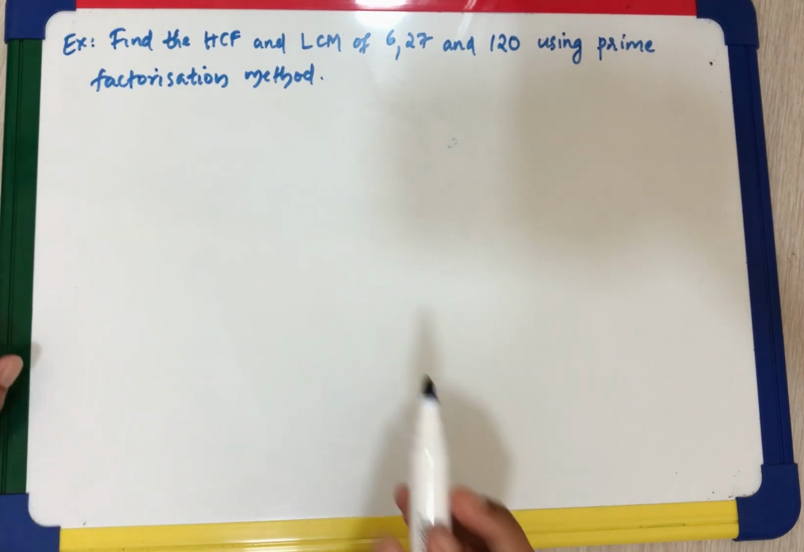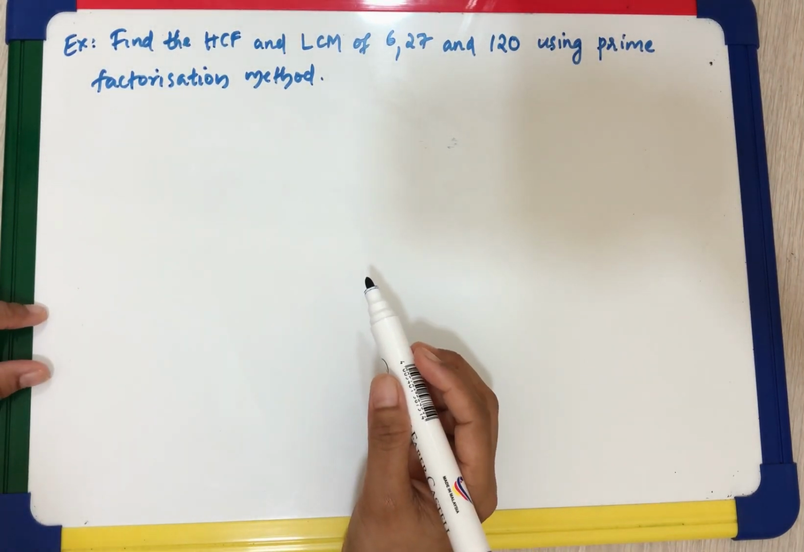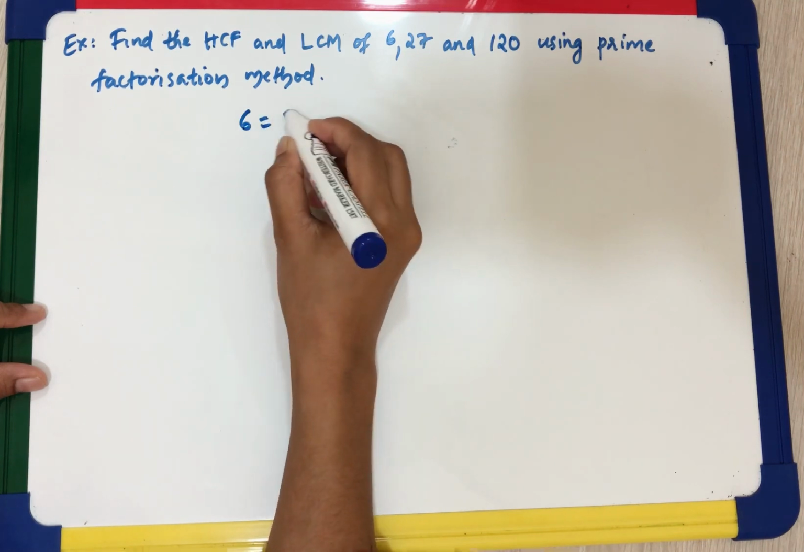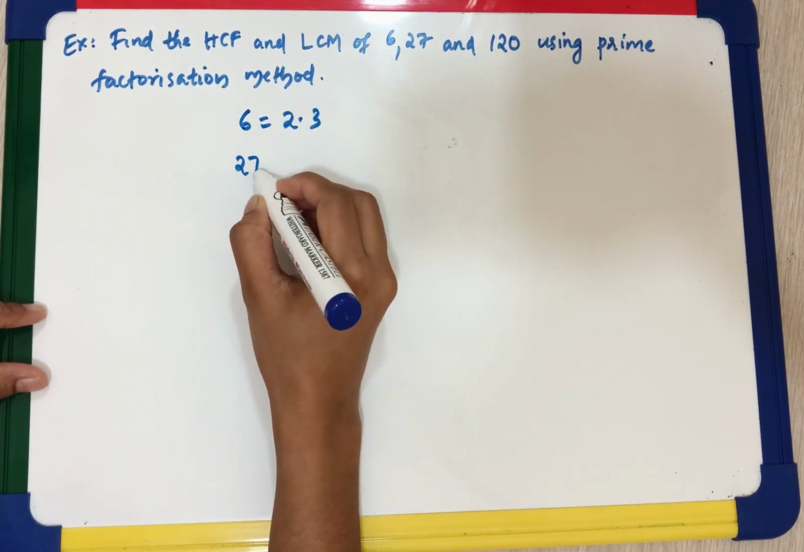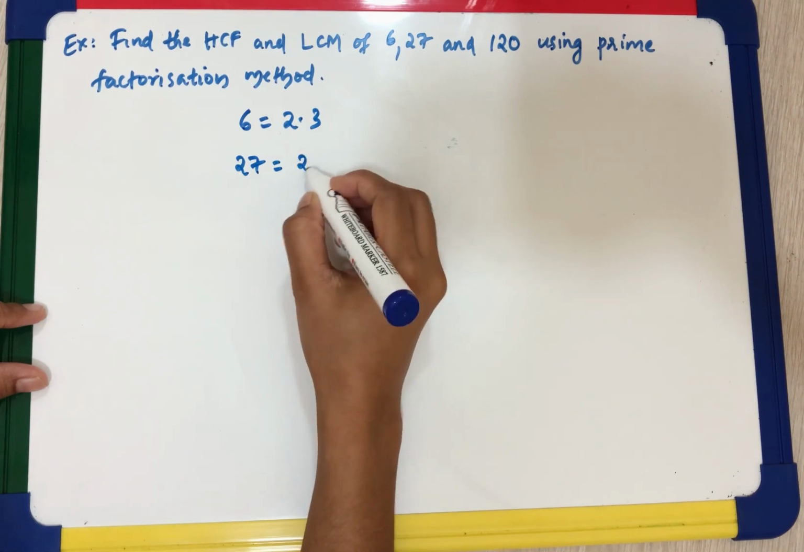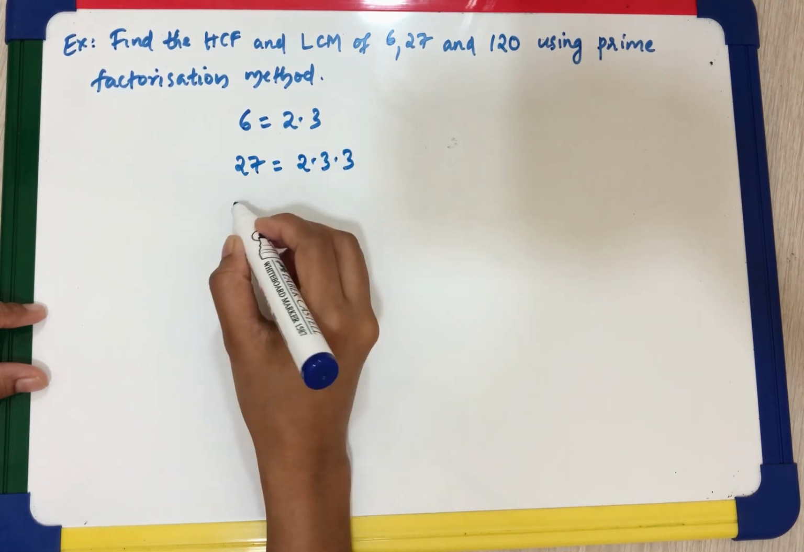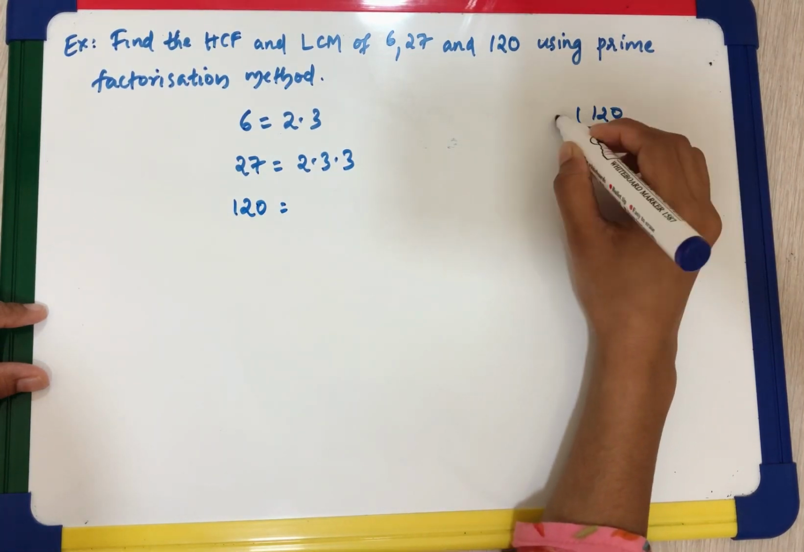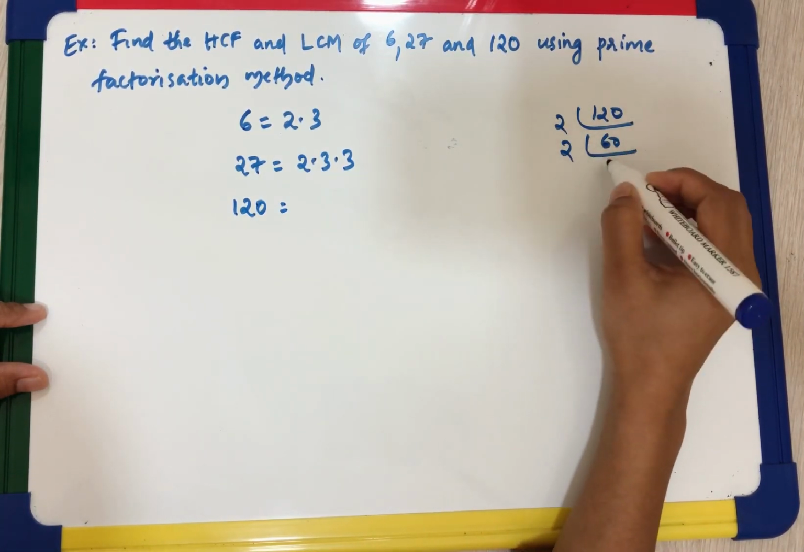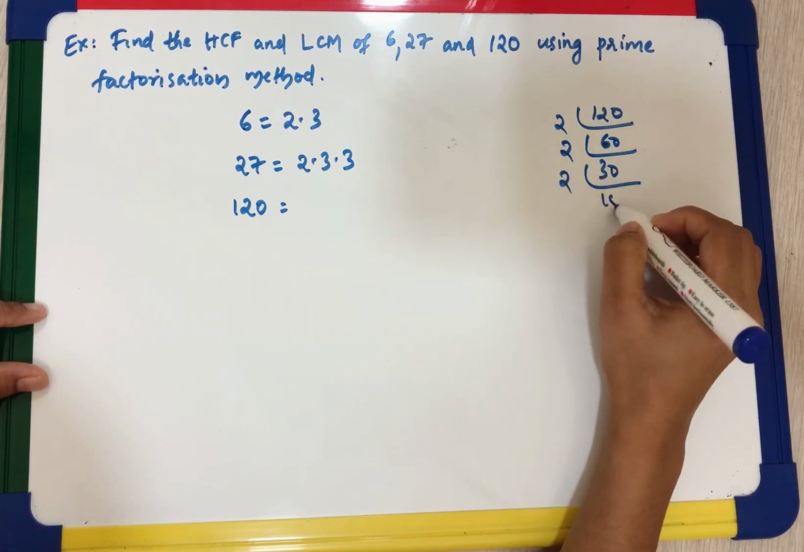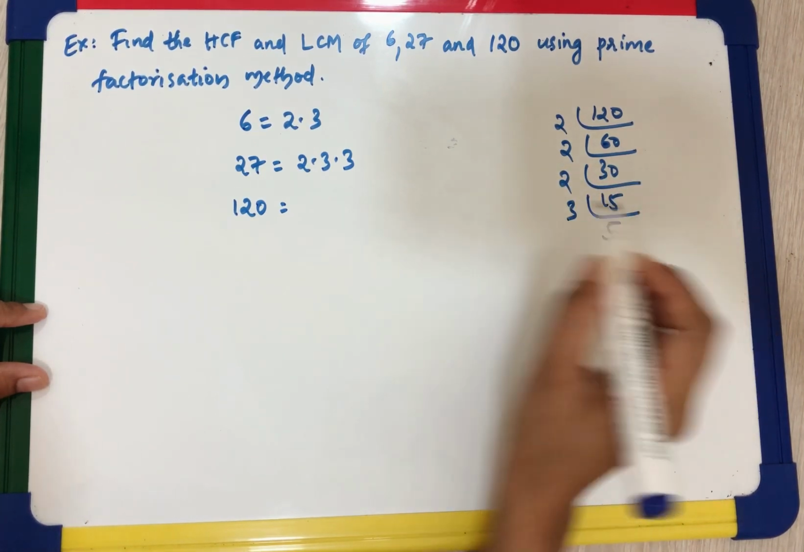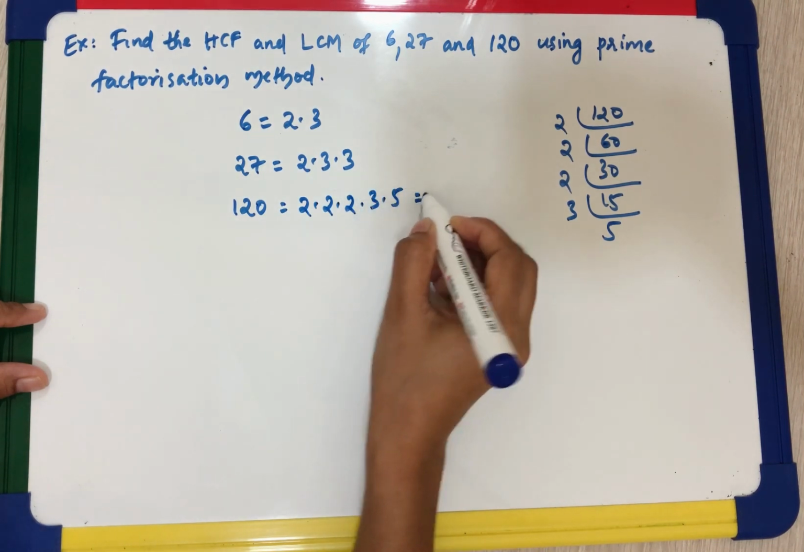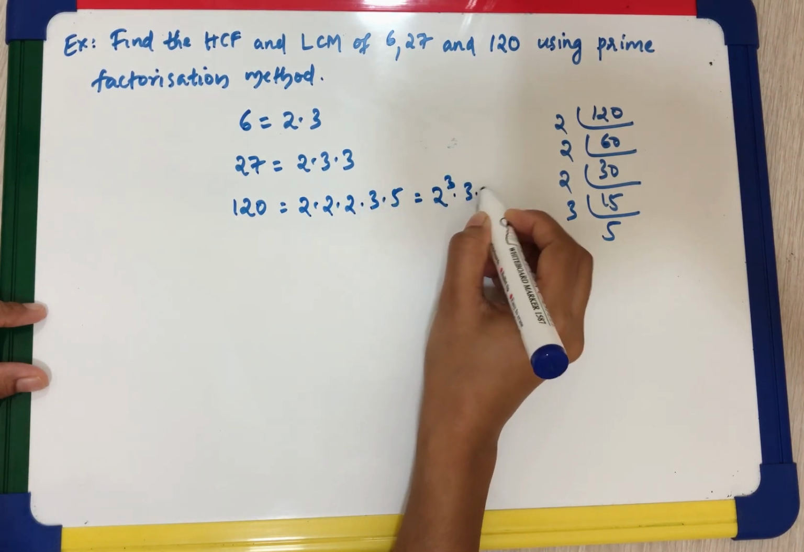See another example. Find the HCF and LCM of 6, 27 and 120 using prime factorization method. To find HCF and LCM by prime factorization method, first we see the prime factorization. Prime factorization of 6 is 2 into 3. 27 is 3 into 3 into 3. And 120 is 2, 60, again 2, 30, again 2, 15, then 3, 5, which is equal to 2 into 2 into 2 into 3 into 5, which is equal to 2 cube into 3 into 5.